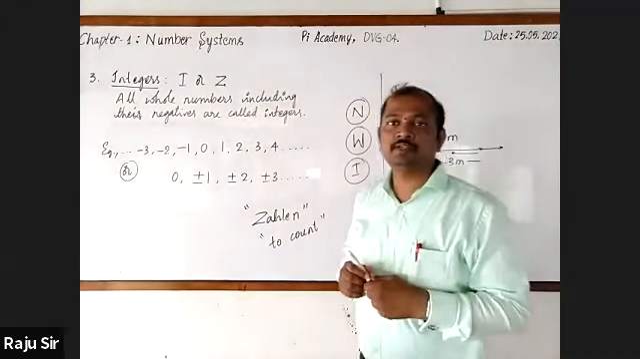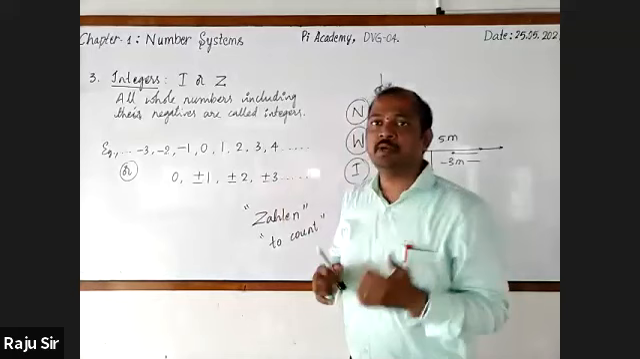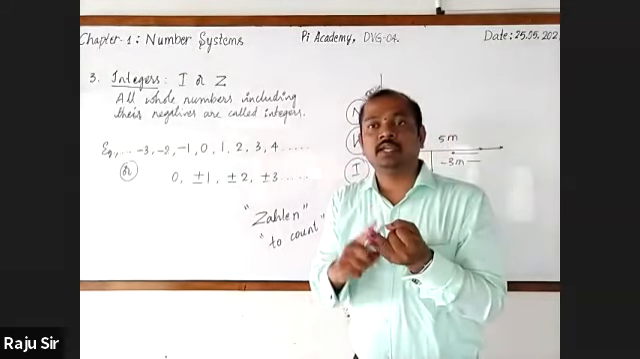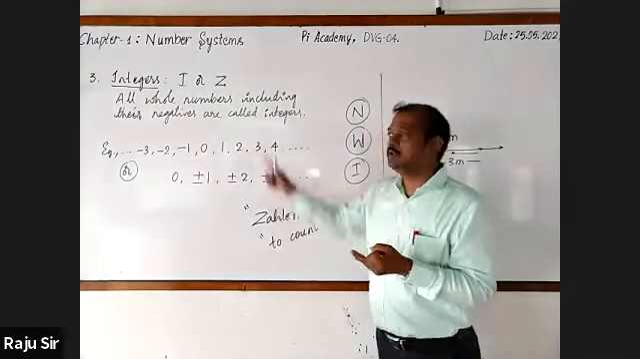Hope that you all have understood. Yes, sir. In forward movement and backward movement, we will consider both positive and negative numbers for counting. That is why we use the letter Z.